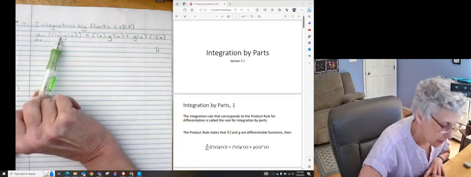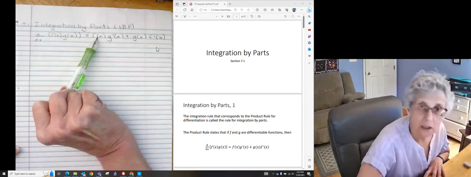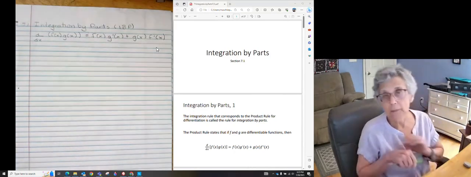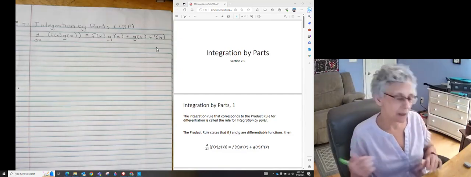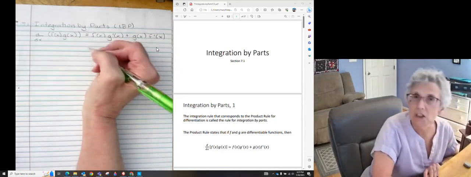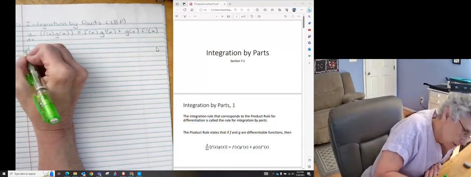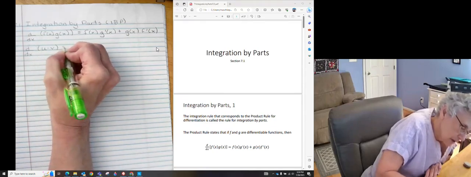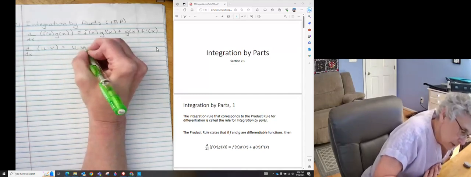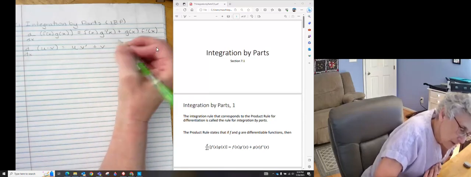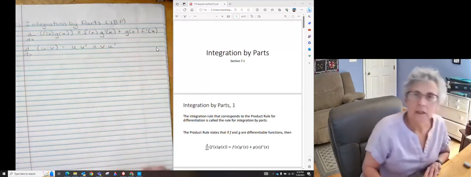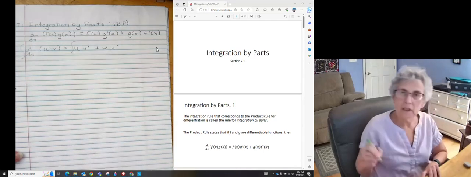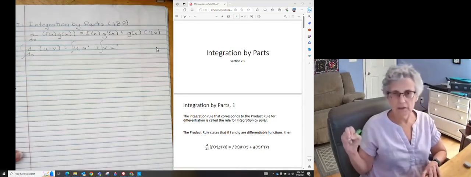The derivative with respect to x of f times g is f times the derivative of g plus g times the derivative of f. Now, just to be consistent with how we like to memorize this, I'm going to change these to u and v. So the derivative with respect to x of u times v is equal to u times v prime plus v times u prime. Now let's think if we put an integral on all of this.